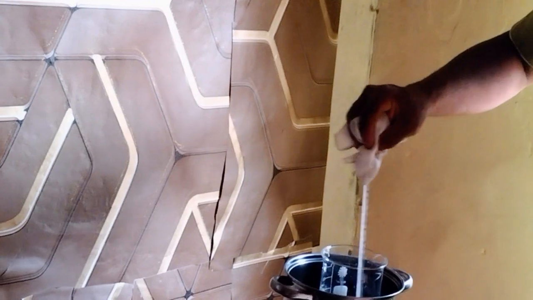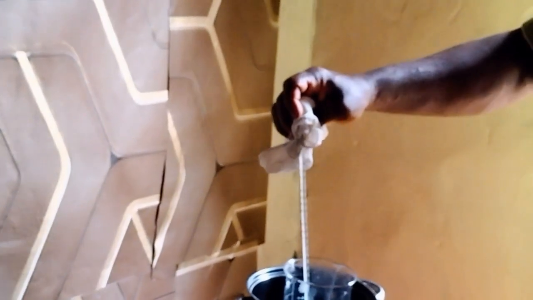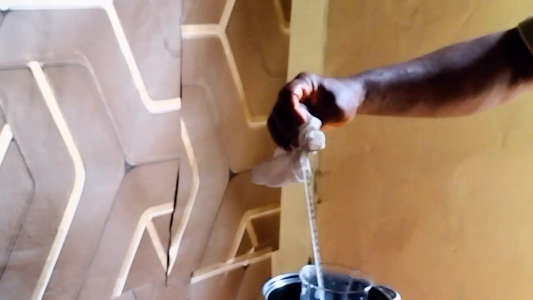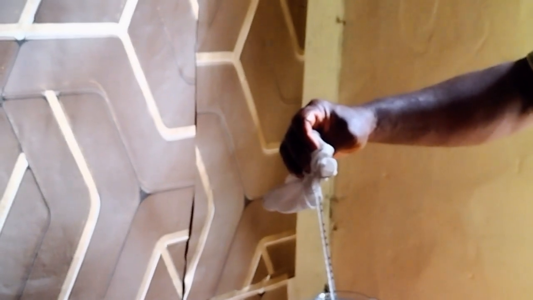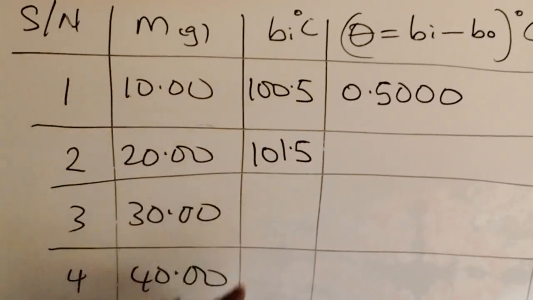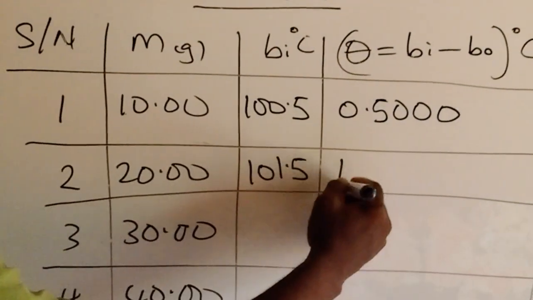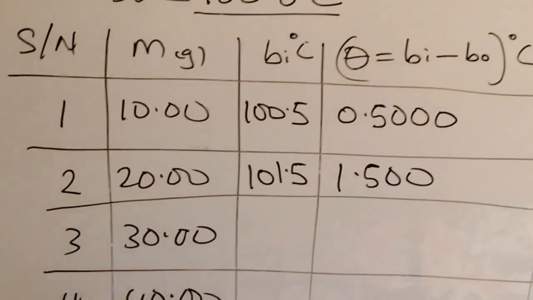So after stirring, we'll allow the mixture to boil once more. The mixture is boiling now. The temperature is steady at about 101.5 degrees. So we report our work on the whiteboard. So I have 101.5 degrees here. To find theta, we'll have 101.5 minus 100. That will give us 1.500 degrees.